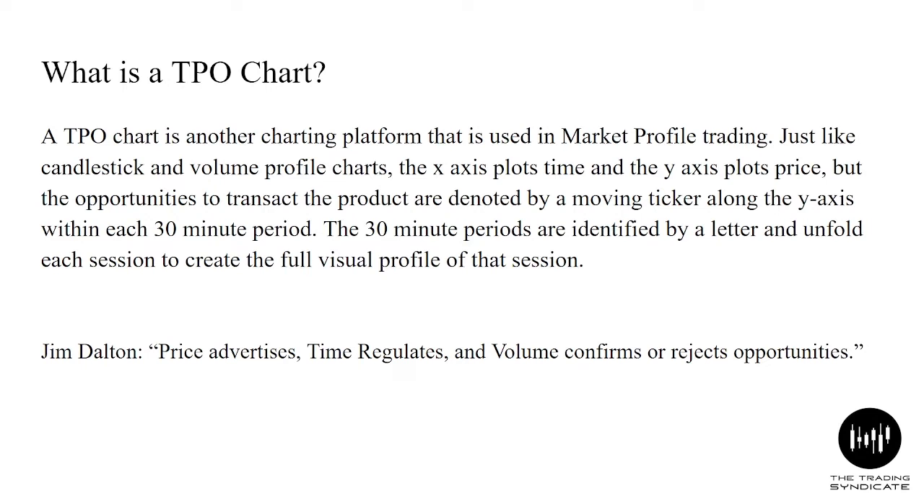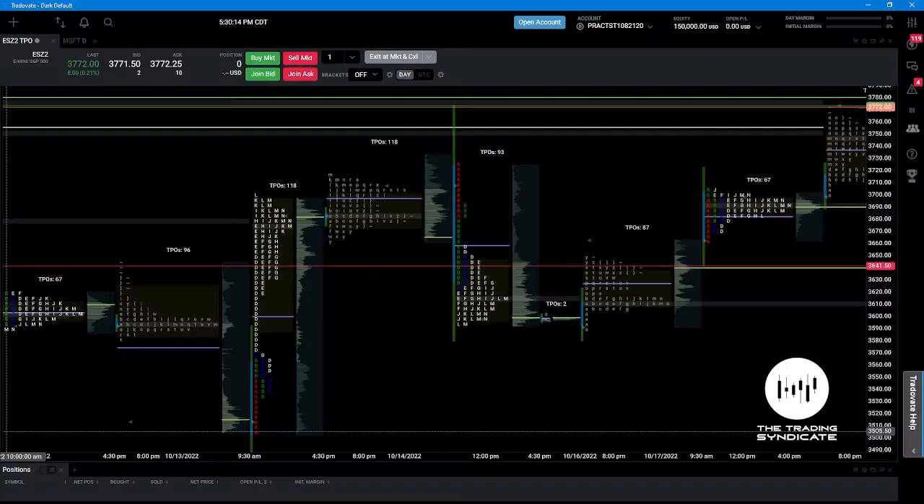Just like candlestick and volume profile charts, the x-axis plots time and the y-axis plots price, but the opportunities to transact the product are denoted by a moving ticker along the y-axis within each 30-minute period. The 30-minute periods are identified by a letter and unfold each session to create the full visual profile of that session. Here's an example of what a TPO chart looks like for the E-mini futures.